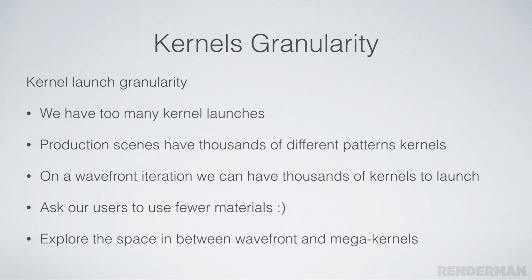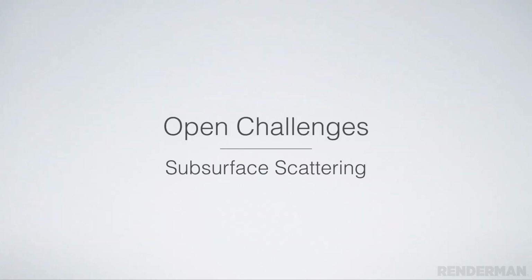So we need to explore the space in between single megakernel, which is one end of the spectrum, and very many light microkernels, which is where we've ended up. And we think there's a happy medium, but we need to find out where that is.